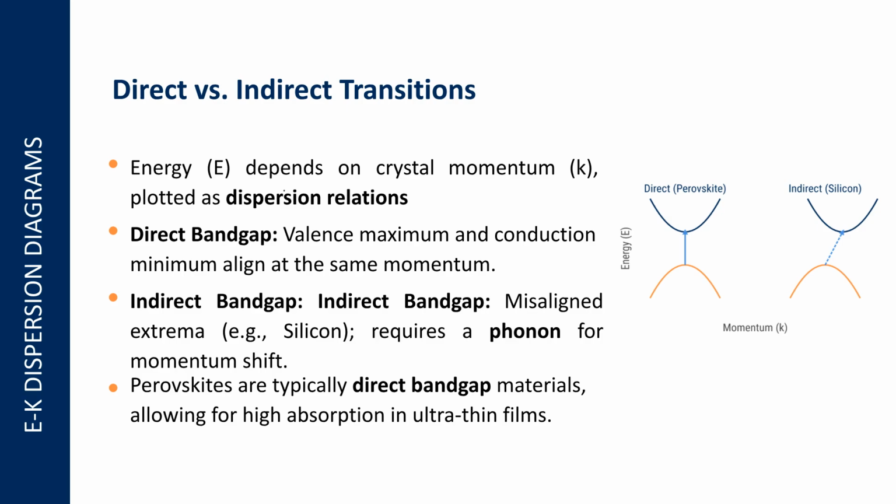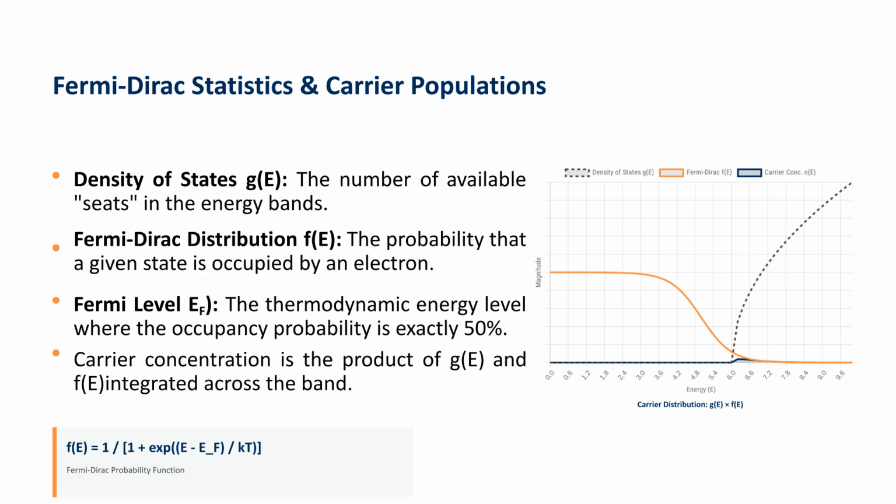Conversely, most metal halide perovskites are direct bandgap materials. This allows for massive optical absorption in ultra-thin films, drastically reducing material costs. We know the energy bands exist, but where exactly are the electrons sitting within them at a given temperature?